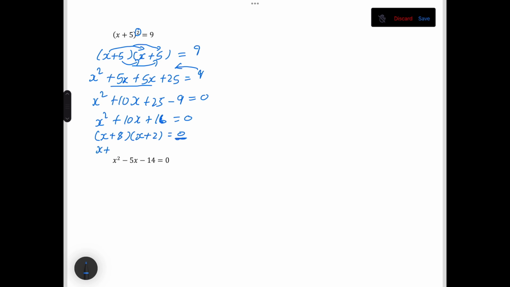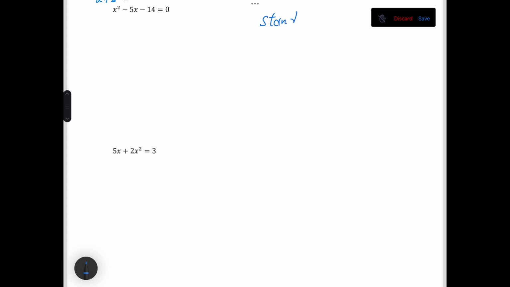Now we can only write out x plus 8 equal to 0 when the right hand side is 0, not when there's a value there. Okay, right, x plus 2 equal to 0. So therefore x is equal to negative 8, or x is equal to negative 2. So please take note of that. What I mentioned earlier must be equal to 0.